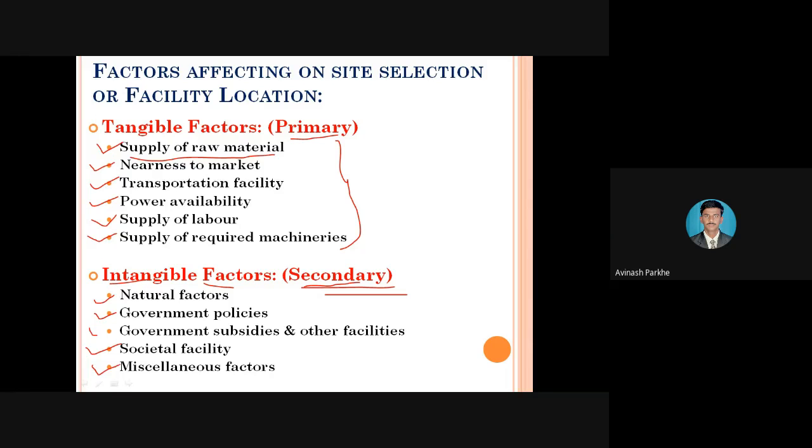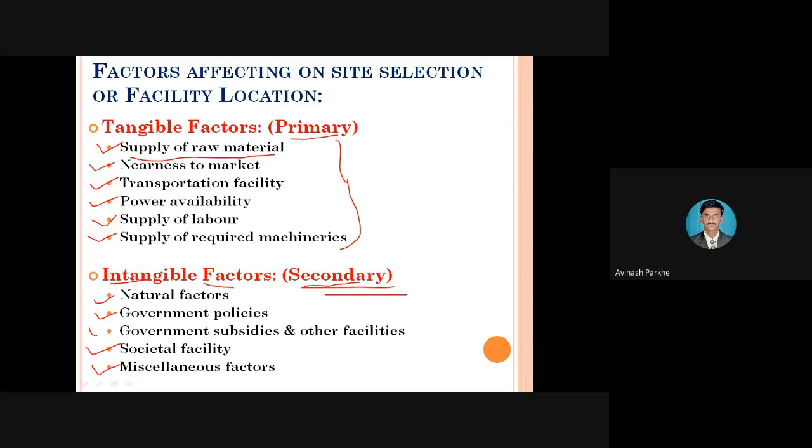And the last one is called the miscellaneous factor. Miscellaneous means others which are not considered under the natural factor, government policies, government subsidies, social facilities. Rather than this, whatever other important facilities are there, that will be considered under the miscellaneous factors. So these are the different types of factors which we have to consider during the site selection.